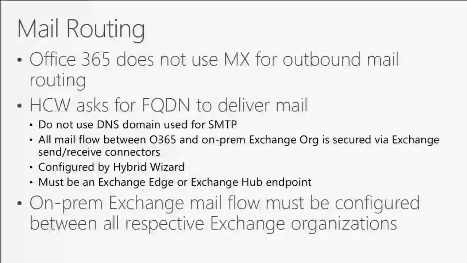From a mail routing perspective, Office 365 does not use MX records. We use the connectors that are established via the hybrid configuration wizard to do secure mail flow between your on-prem organization and Office 365. The wizard asks for an FQDN to deliver the mail. Don't use your DNS domain for SMTP. You're going to be picking out a set of CAS or hub servers, for example, using the wizard for that process and for mail flow.